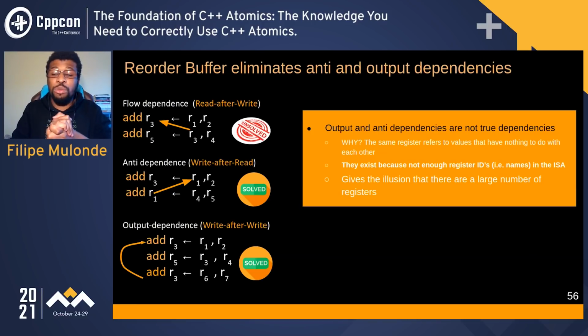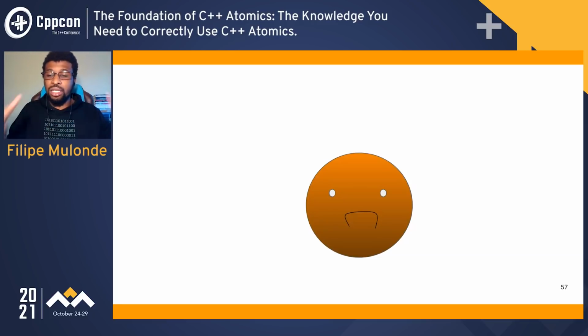By using the reorder buffer, we can provide precise exceptions, and we can also eliminate the anti and output dependencies, because these dependencies exist since there are not enough registers in the instruction set architecture. The reorder buffer gives us the illusion that there is a large number of registers. And that is good. We have eliminated anti and output dependencies, and we now also provide precise exceptions.